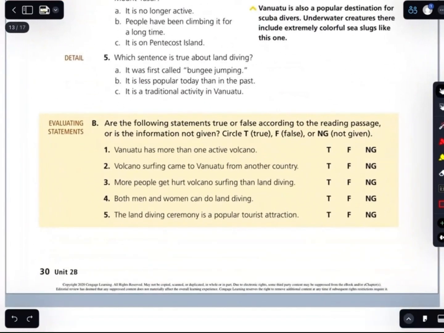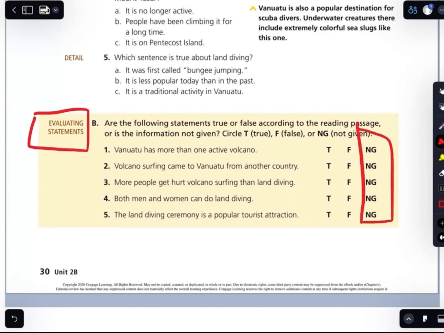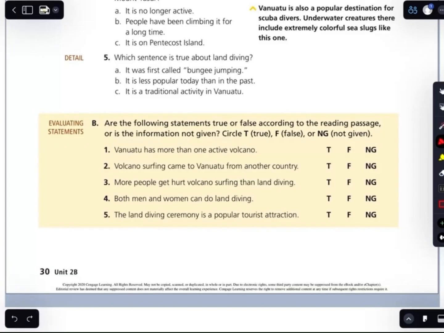Moving on. Evaluating statements. This is a very good activity for practicing your memory and remembering what information was in the text, what is true, what is false, and what is not given. This is a little tricky. The not given part is when they say something, but it wasn't even mentioned in the text. Sometimes this can be very difficult.